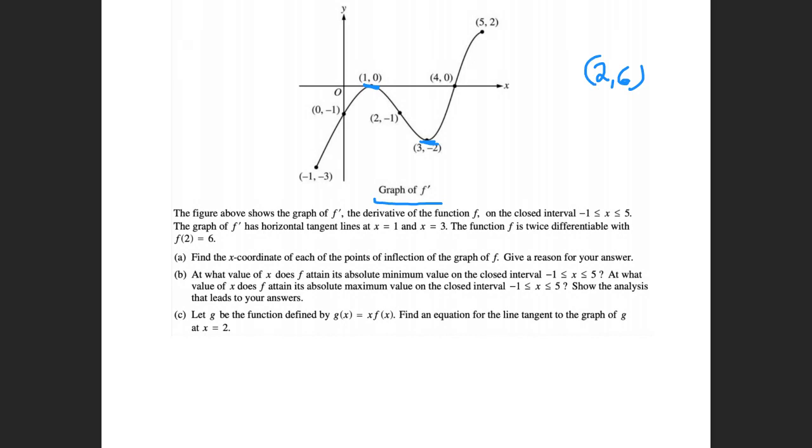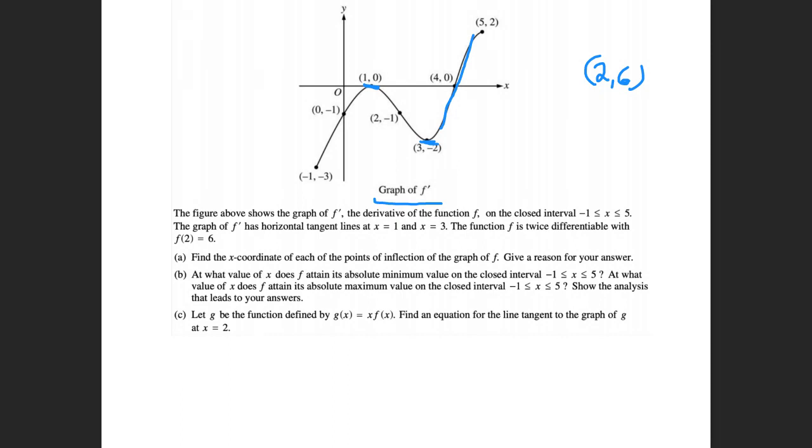All right. Part A, find the x-coordinate of each of the points of inflection of the graph. Okay, so what are the points of inflection to this graph? X equals what? X equals 1, x equals 3. I don't agree with x equals 4. Okay, and the reason I do not is because the slope does not change at 4. This is positive slope. It's still positive slope. The slope doesn't change. The only time you have a point of inflection is when the slope changes.